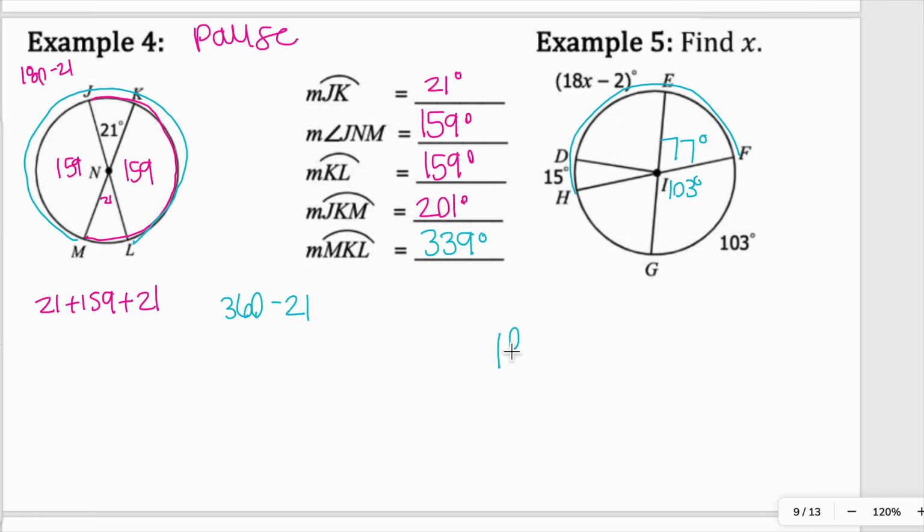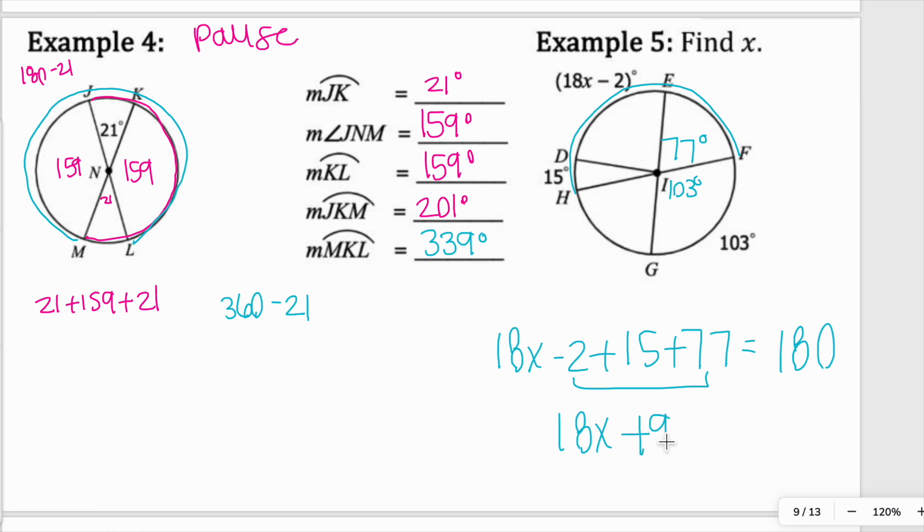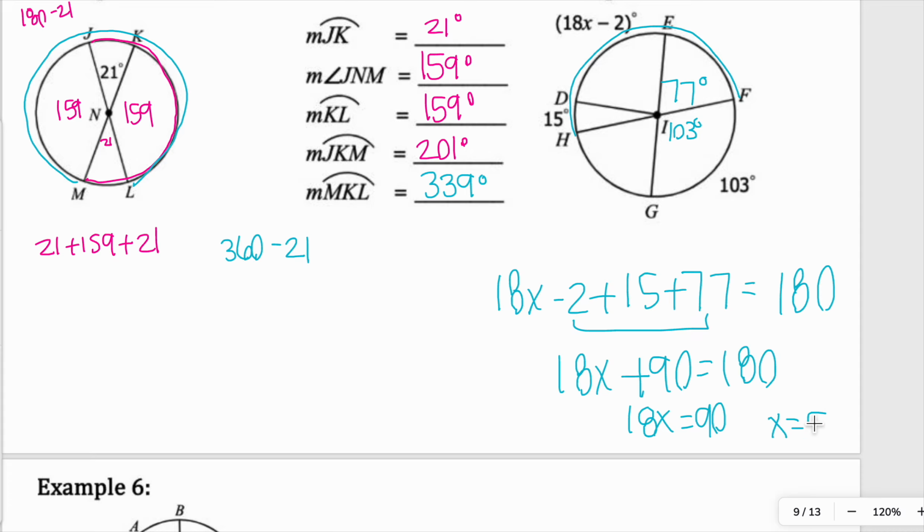So I can say 18x minus 2 plus 15 plus 77 is equal to 180. So I combine my like terms. This is going to give me 18x plus 90 equals 180. So 18x equals 90. Divide by 18, x is equal to 5.